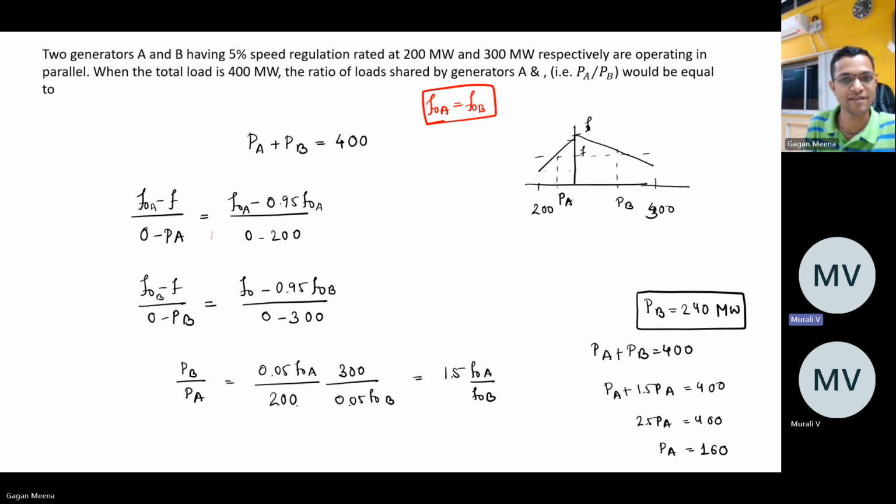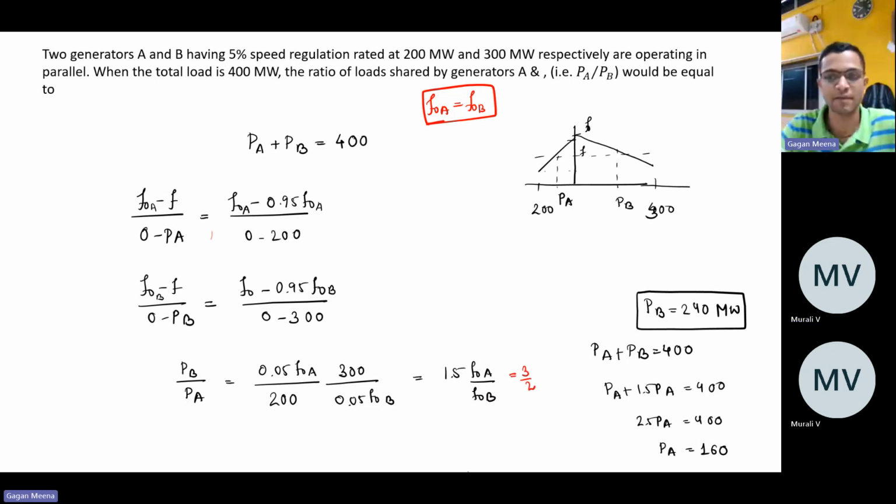We have to be given some other data. If they have the same droop, then you need to know the initial no load frequency, or speed, of these two generators. So this is required in that case. So it will be 1.5 into this no load frequency. Here both are the same, so it becomes 1.5, or PA by PB becomes 2 by 3.